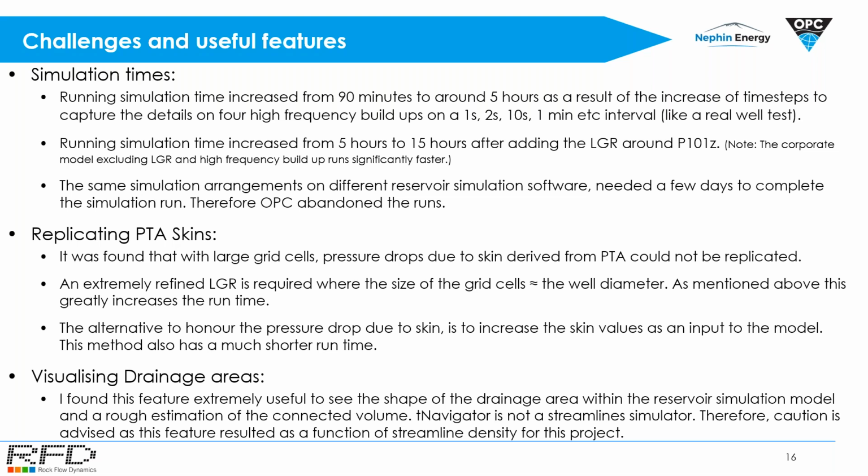Another challenge I had was replicating PTA skins. It was found that with large grid cells, pressure drops due to skin derived from PTA could not be replicated. And an extremely refined LGR, where the size of the grid cell was almost approaching the well diameter, greatly increases the runtime. There is a solution to this, as I mentioned, that you could use a sort of pseudo skin or upscaled skin and D factor to overcome this, but that also has limitations.